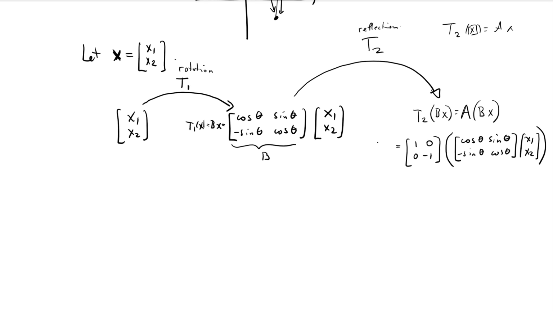So what we're doing here, right? We're doing T2 of T1 of x. That's what we're doing. We're applying T1 first and then T2 afterwards. So in fact, what we're doing is a composition.